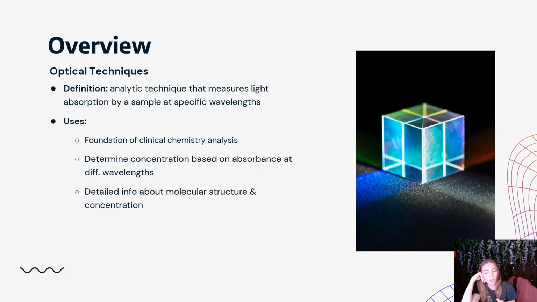Basically, any sort of analysis that you can perform within the laboratory, particularly ones that use analyzers, is going to be based on some sort of optical technique. And the reason for this is because we are going out of our way to use absorbance, so how much light the sample sucks up, to determine the concentration of the specimen. We can do this by measuring absorbance at different wavelengths. We can measure a lot of different stuff. This can tell us the concentration of the specimen, but it can also give us detailed information about the molecular structure of whatever it is that we're measuring.